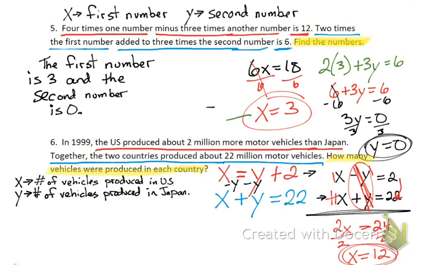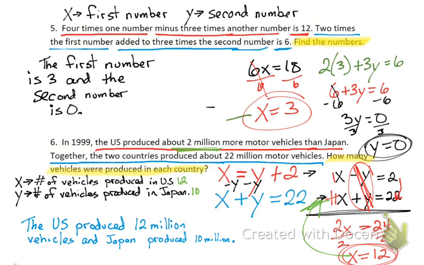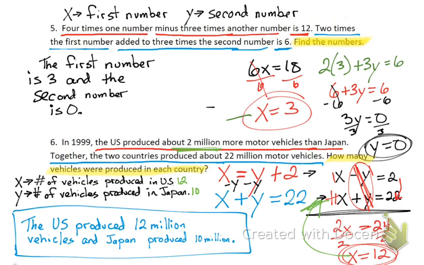Now, you would put this 12 back into one of the equations, but I don't really need to do that math, because obviously if the U.S. produced 12 and this first sentence said that it produced 2 million more than Japan did, Japan must have produced 10, right? So that is what you're going to write here for your full sentence answer. So there you go. The U.S. produced 12 million vehicles and Japan produced 10 million.